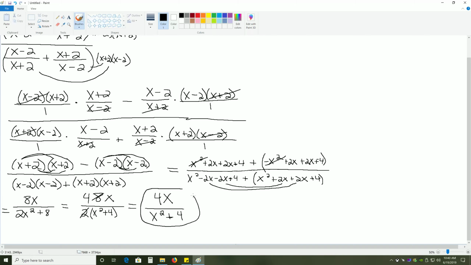And that is the simplified form of the complex rational expression that we started with.